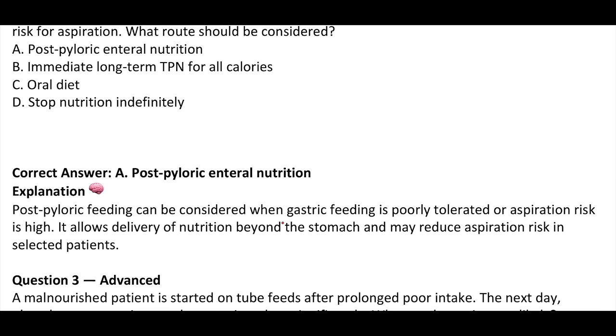So remember, post-pyloric feeding should be considered when gastric feeding is poorly tolerated or aspiration risk is high. This allows delivery of nutrients beyond the stomach, and it may reduce the aspiration risk in selected patients.